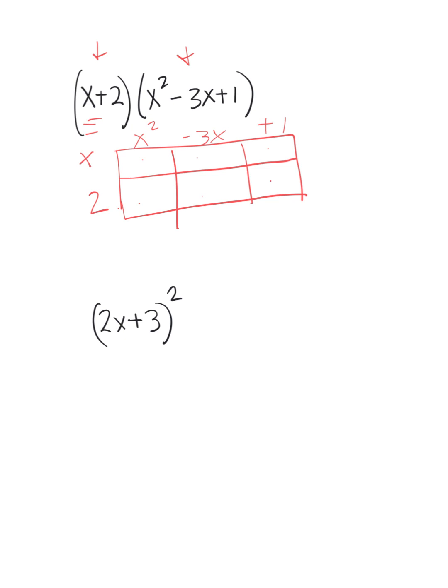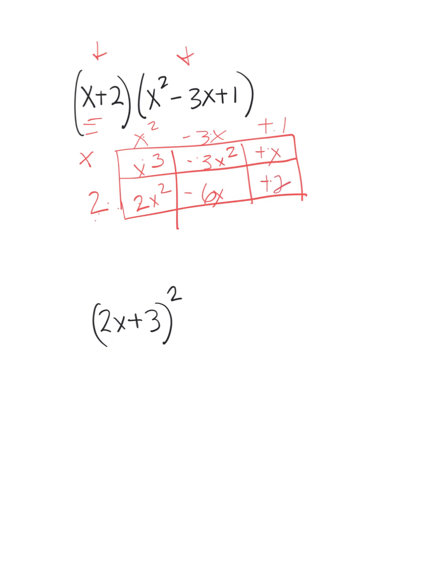So we're going to take and multiply here where we have x times x to the 2nd, and that is going to be x to the 3rd. Next one is going to be x times a negative 3x, and that is going to be a negative 3x squared. And then I'm going to have an x times 1, and that is going to give me a plus 1x. Moving along, 2 times x squared is going to be a 2x squared. 2 times a negative 3x is a negative 6x. And then 2 times 1 is 2.